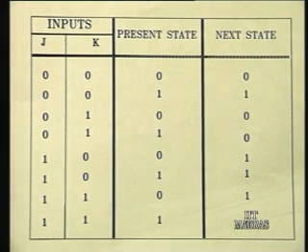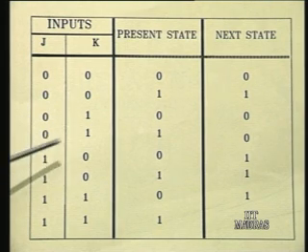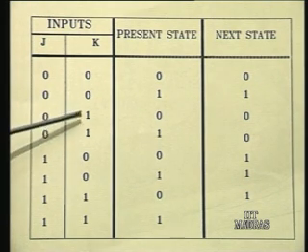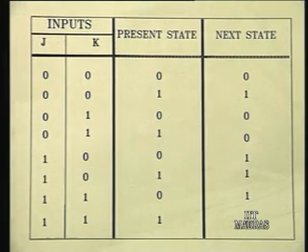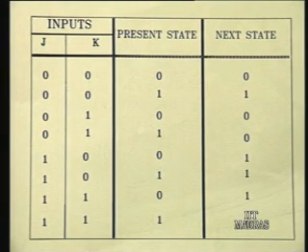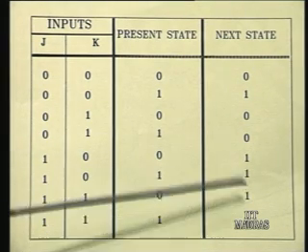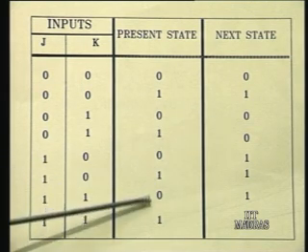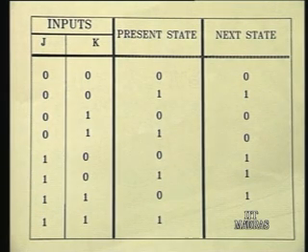Good. So, now you can see that if J is 0, then when K is 1, the next state will be 0. If K is 0, when J is 1, the next state will be 1. And if both J and K are 1, then the next state will be the complement of the present state. If it is 0, the next state will be 1. If it is 1, the next state will be 0. That is what it is.